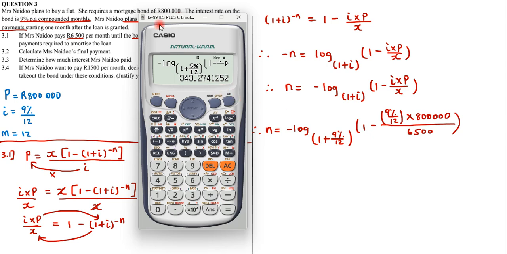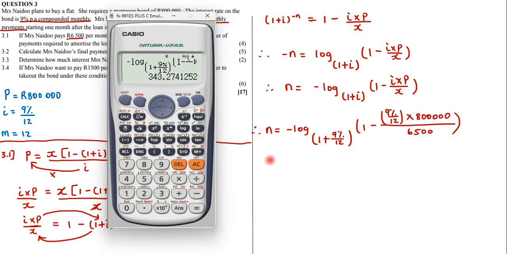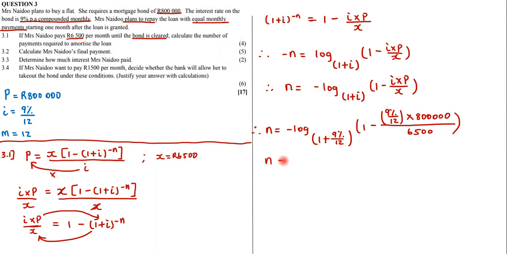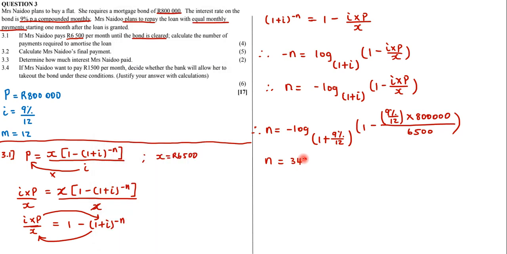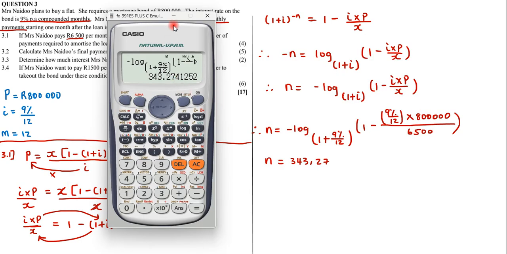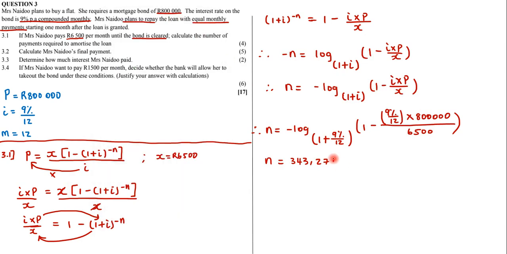Now notice this gives me a one-time answer, which means now n is going to be equal to 343.27, all of those numbers, right? So 343.27, let me just write all of them, 41252. All right, then now here, this is the number of payments.